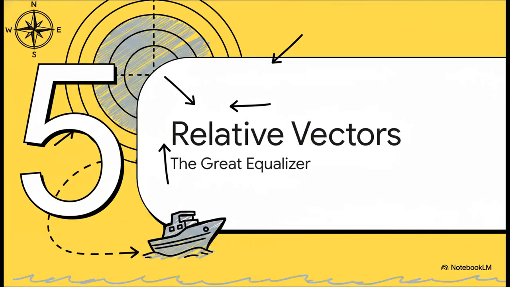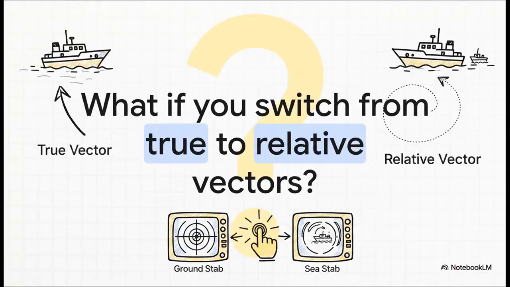Let's move to Section 5, Relative Vectors Explained, and see how this builds into our final layer of mastery for today. Up until now, we've really just been talking about true vectors. You know, those lines on the screen showing the actual direction a ship is heading. But modern radars have a trick up their sleeve. They allow you to switch the display over to relative vectors. So here's a massive plot twist for you. What do you think happens to this whole ground versus sea stabilization debate when you make that switch?